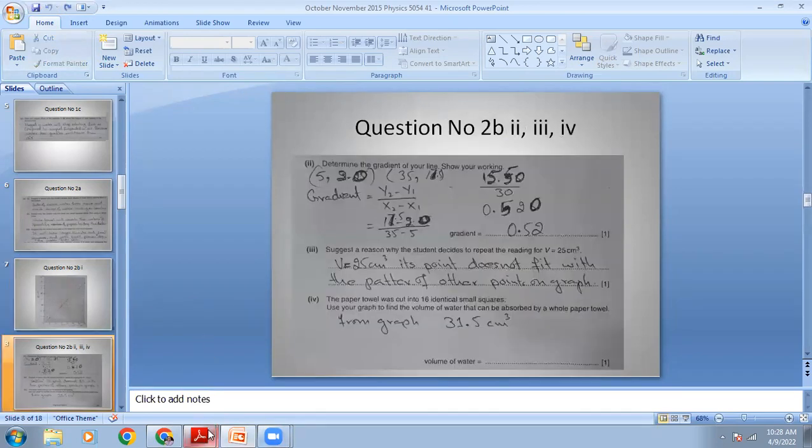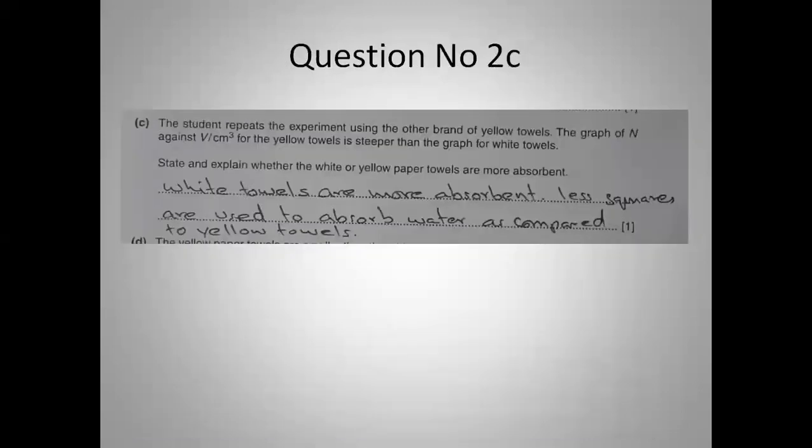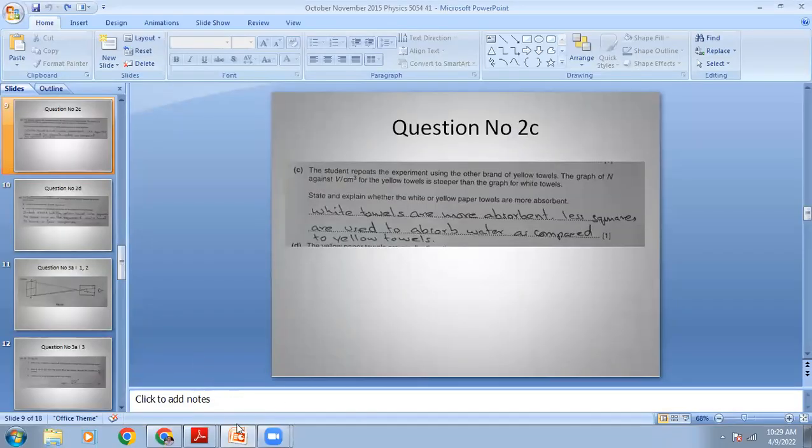Let me show you my answer. White towels are more absorbent. Fewer squares are used to absorb water as compared to the yellow towels. So if you have the same amount of water, the number of white towels used will be less. To wipe the same amount of water with the yellow ones, more paper towels are used. So the white ones are better absorbers. They have better absorbency.